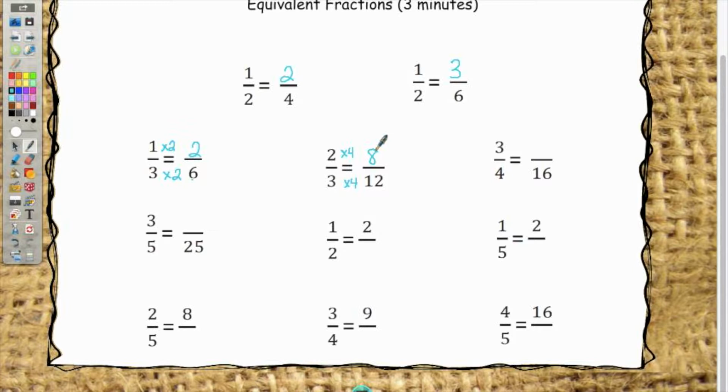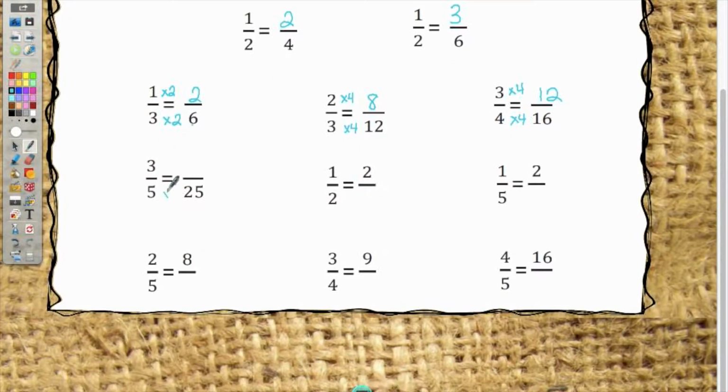Miguel. 4 times 4 equals 16. 3 times 4 equals 12. Good. Vaughn. 5 times 5 equals 25, so it's 20, or no, 15. So 3 times 5 equals 15. Abiel.